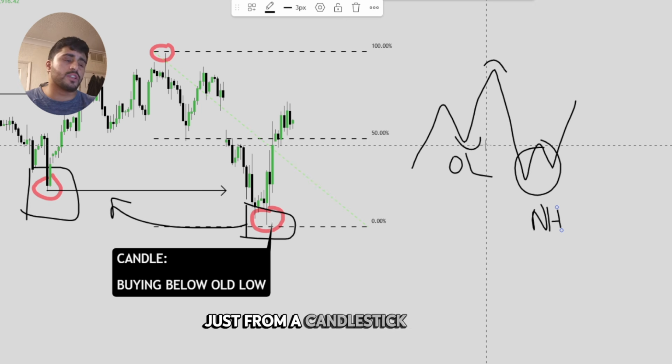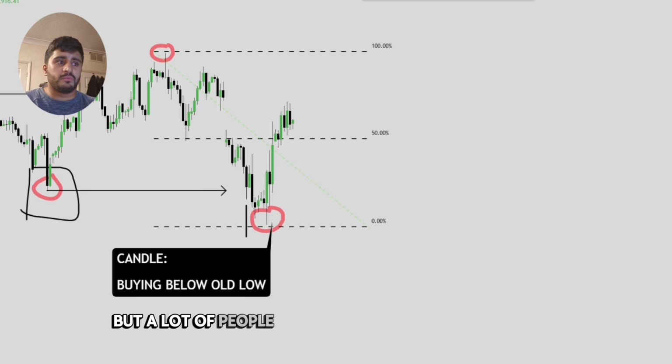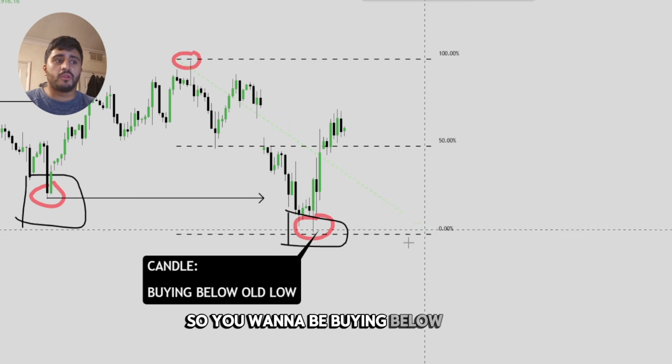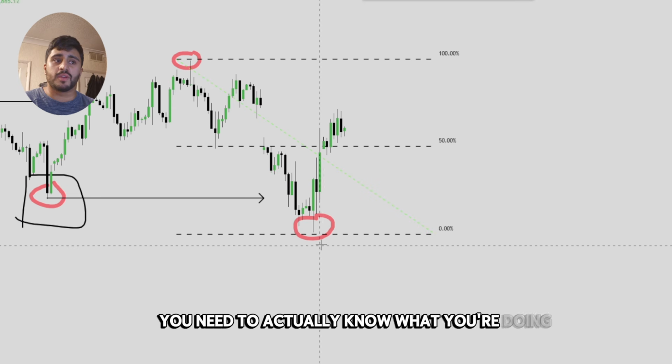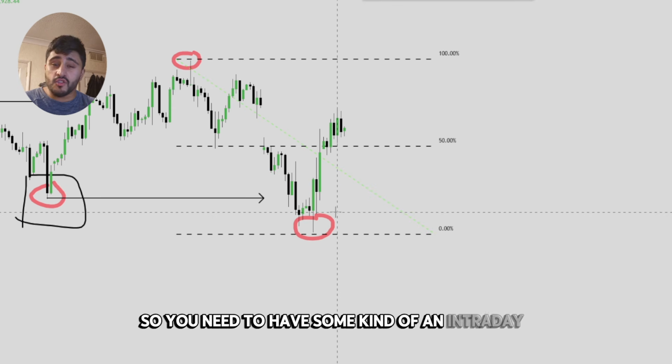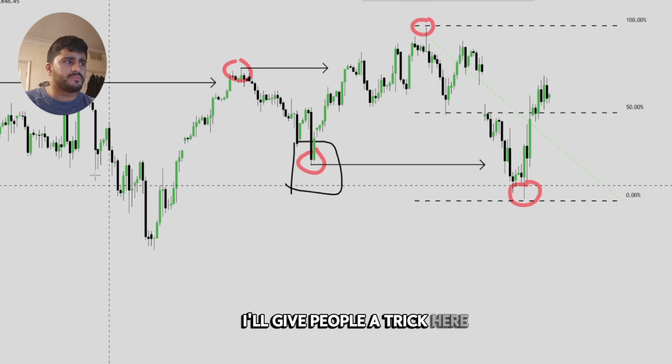Just from a candlestick perspective, that's what it looks like. I know it sounds obvious, but a lot of people miss out on that, right? They don't consider that. So you want to be buying below old lows. Now the second thing is you don't buy blindly. You need to actually know what you're doing. So you need to have some kind of an intraday level. You need to know essentially what was going on. I'll give people a trick here.